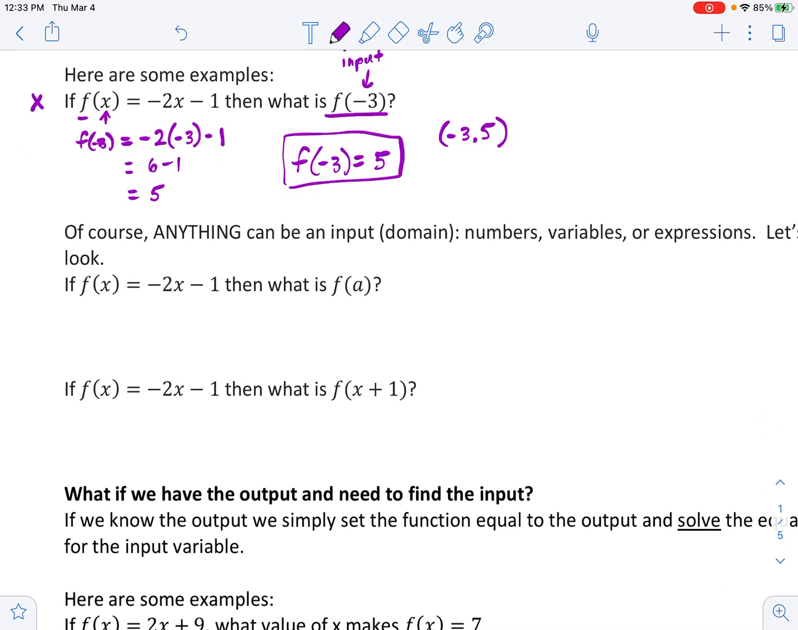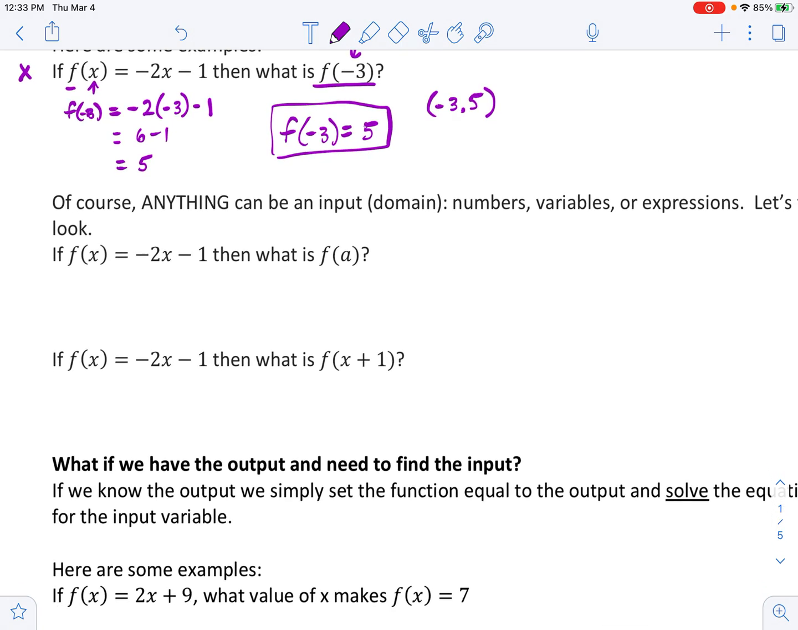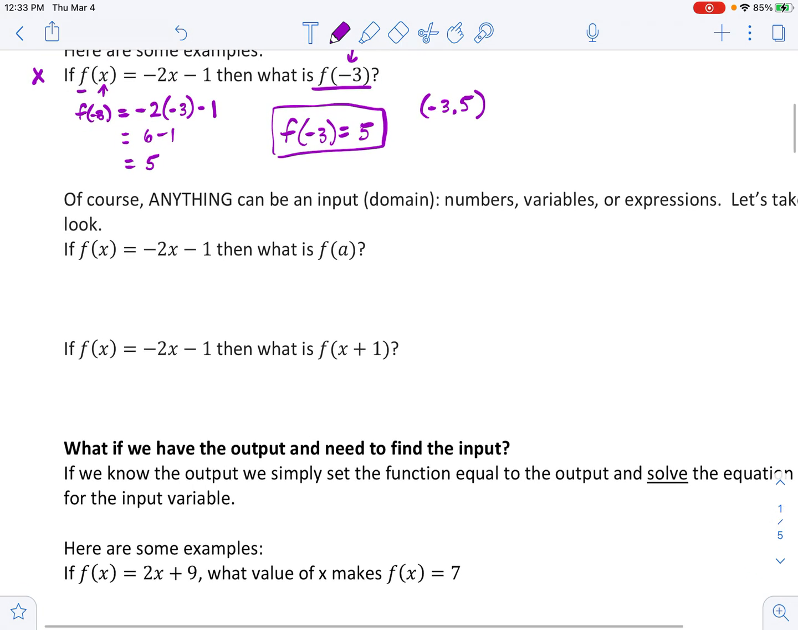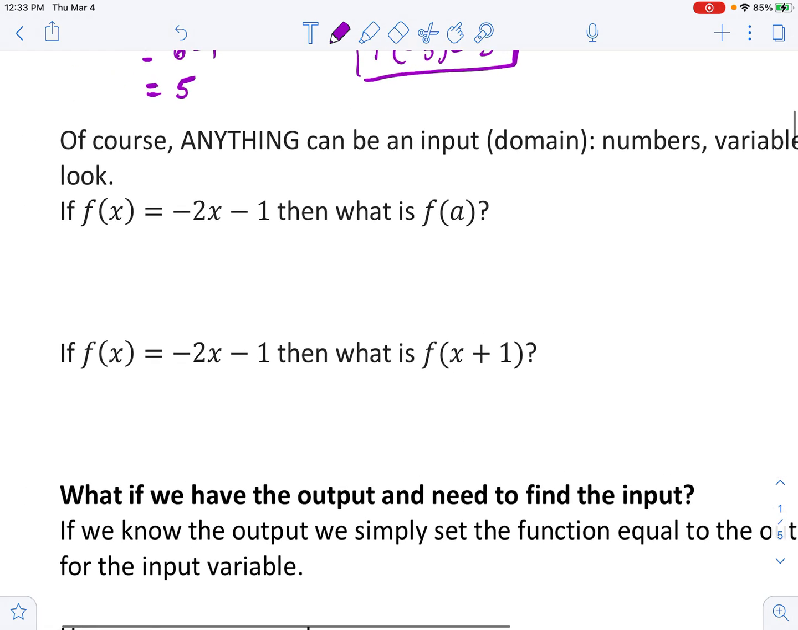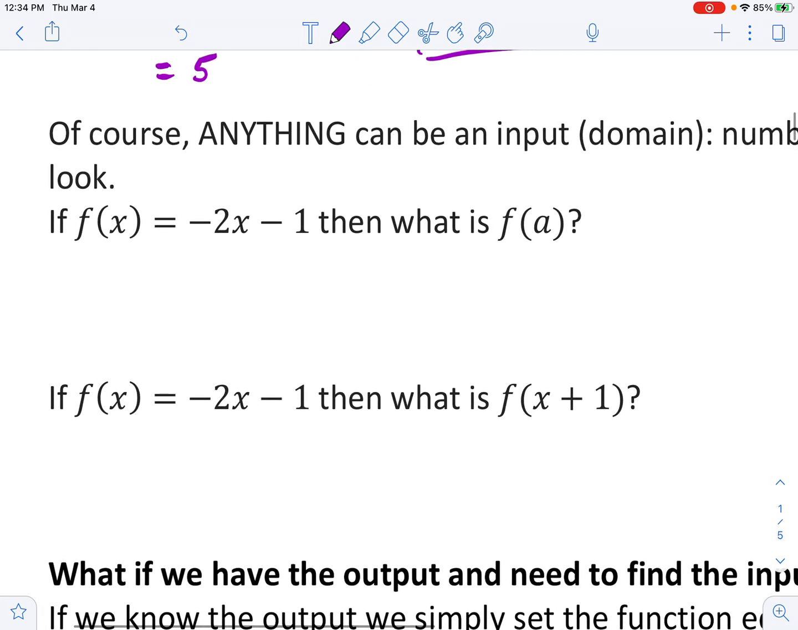Of course, this example was a numerical input. We can make anything the input or the domain into a function. We could use numbers, variables. We can even have whole expressions as inputs. And what I want to do is take a minute and look at what happens if that's the case.